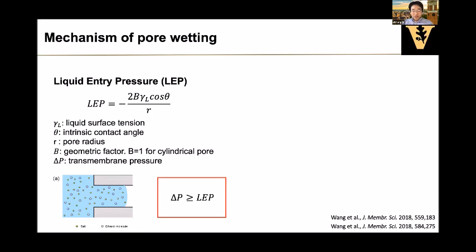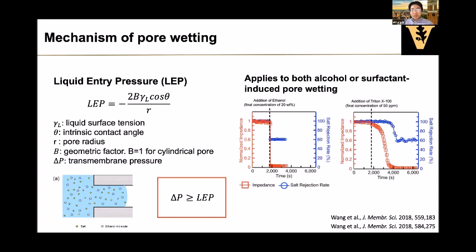So the very simple criterion is that the hydraulic pressure is larger than the liquid entry pressure. Now, there are two types of wetting agents that may induce wetting. One is water mixable low surface tension liquids, such as alcohol, and another type is surfactant. They behave very, very differently. And some people believe that surfactant absorbs onto the membrane and makes the membrane hydrophilic and thus induces wetting. But we actually have a series of studies proving that is not the case.